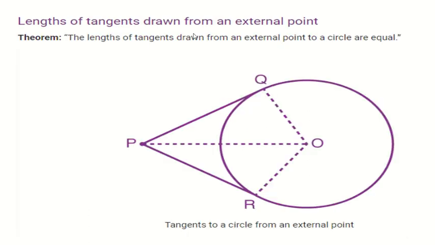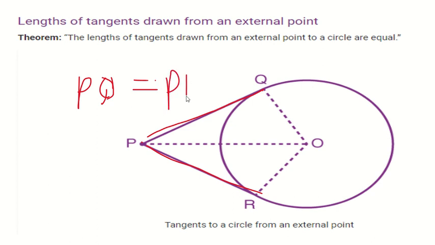Next, the lengths of the tangents drawn from an external point. Two tangents you can draw, right? So you always have to remember that these two lengths are equal. The two lengths of the tangents are always equal. Here you can say PQ equal to PR.